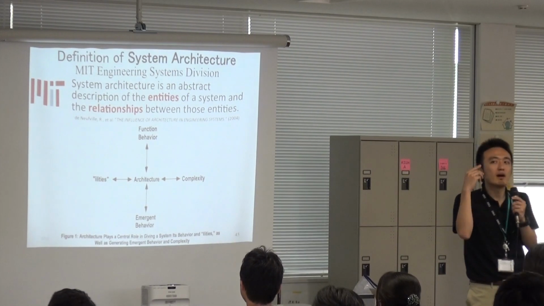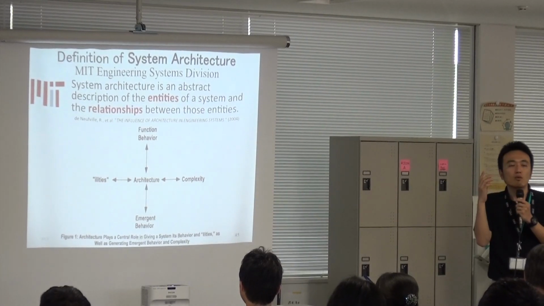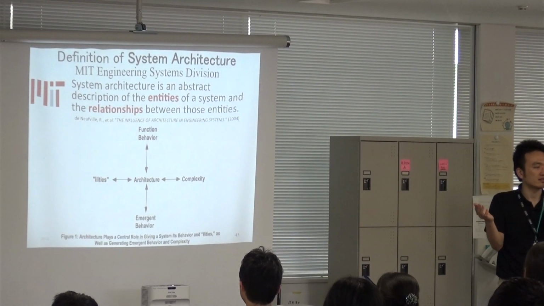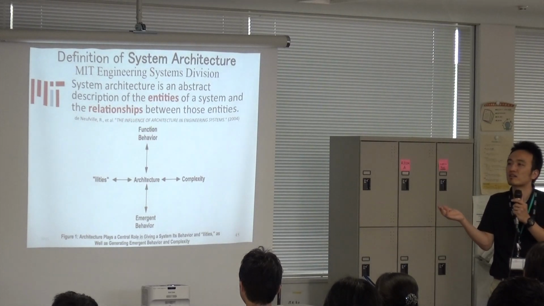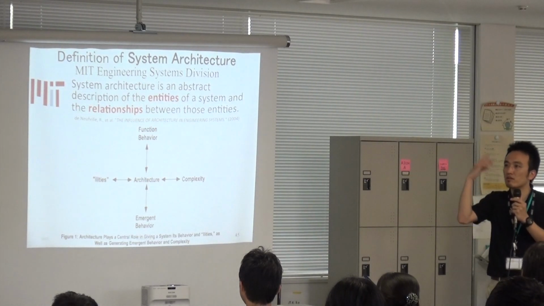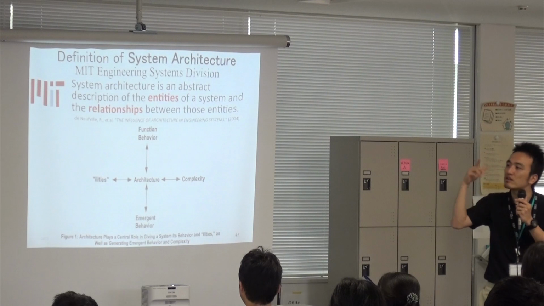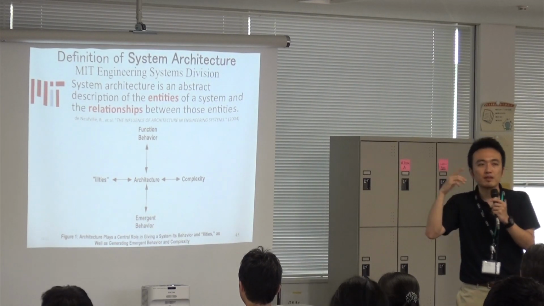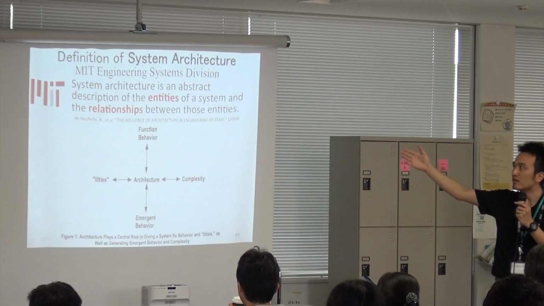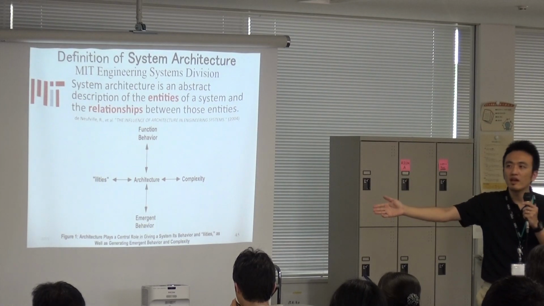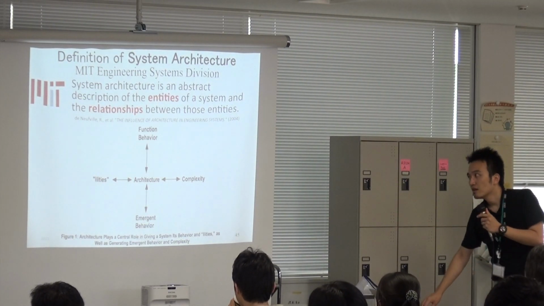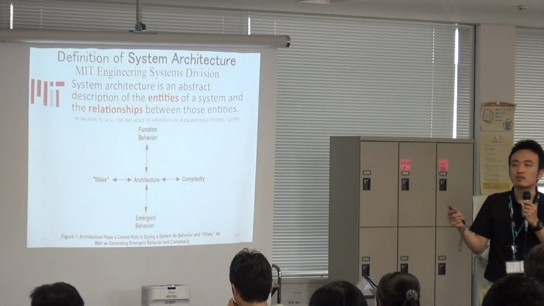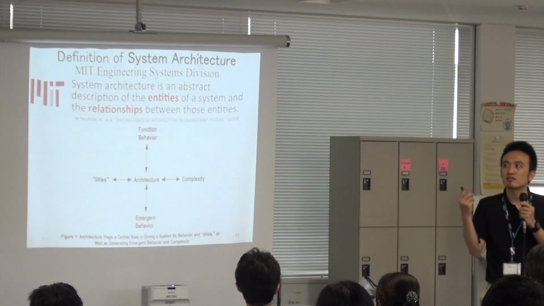So the mind twister is, what is the better architecture for a personal vehicle so that it does not kill humans? There is no answer for that, but that's the way you think. Because of this architecture, we gained some functional behavior, but we are suffering with emergent behavior. And once we decide on the architecture, it has a great effect on the system complexity.